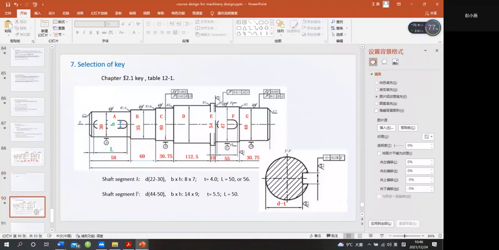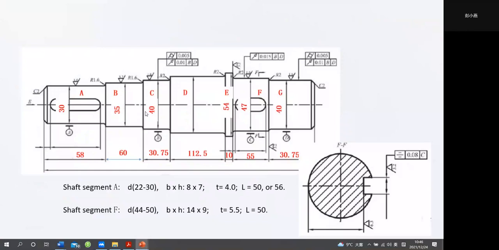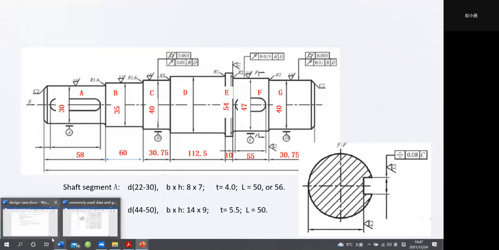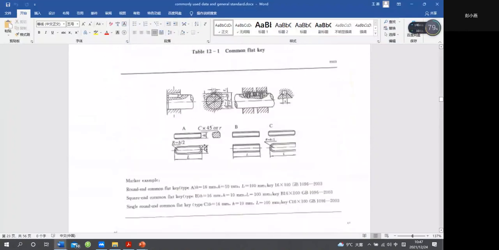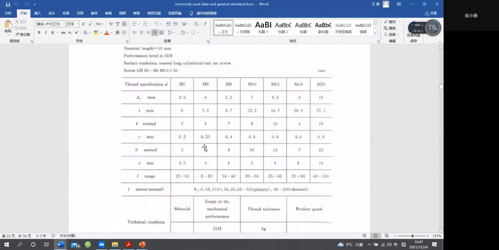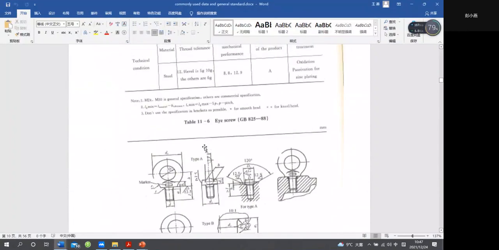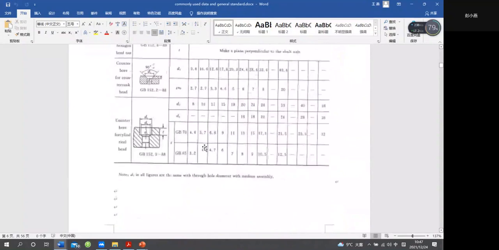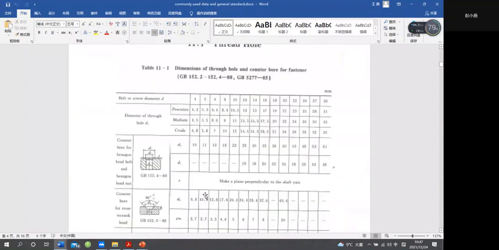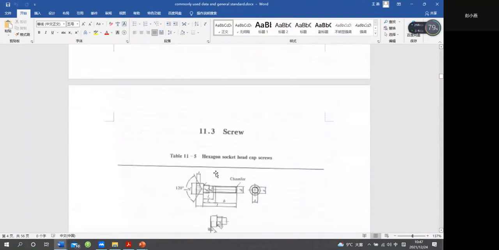And then we should select the key. We have determined the diameter for the shaft, but there are two keys on the shaft. We should select the dimensions for the key. Okay. We also can find the key from the word file. Okay. Where is the key? Let me see.